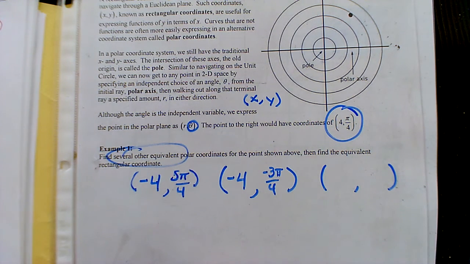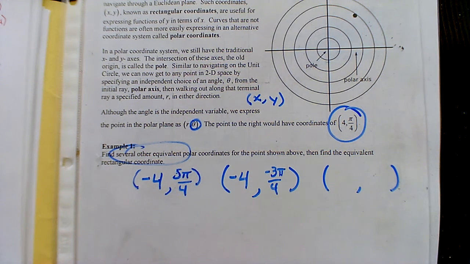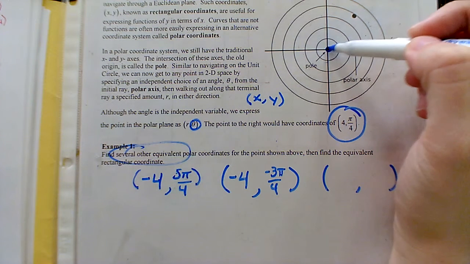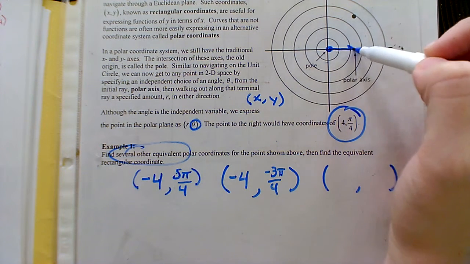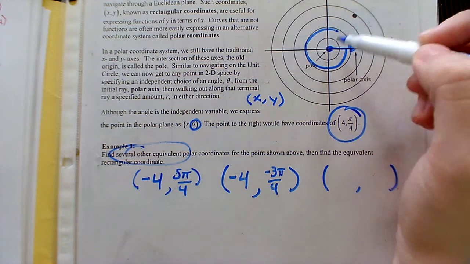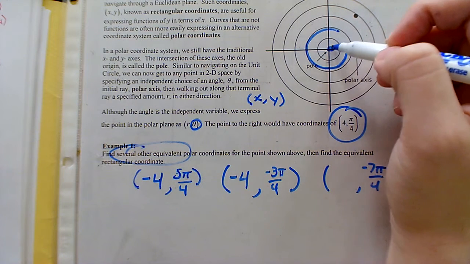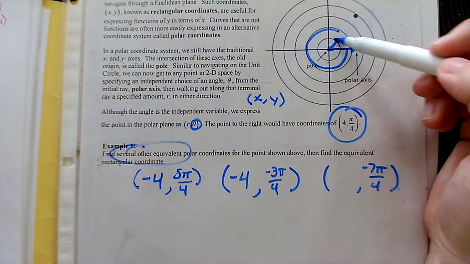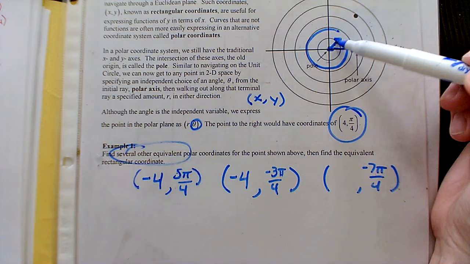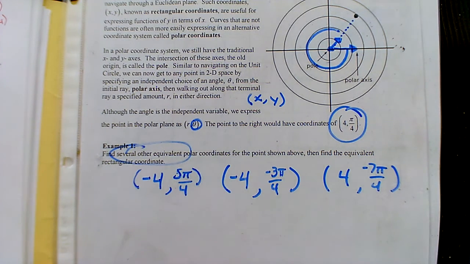There's actually 4 different coordinates that you can have for any polar location. 4, -7 pi over 4. All right, so we're standing at the center, or the pole, looking to the right. If we rotate negatively 7 pi over 4, we are still standing at the pole, looking this way, and to get to where we want to go, we just have to walk out 4 units because we're already looking at where we want to go.